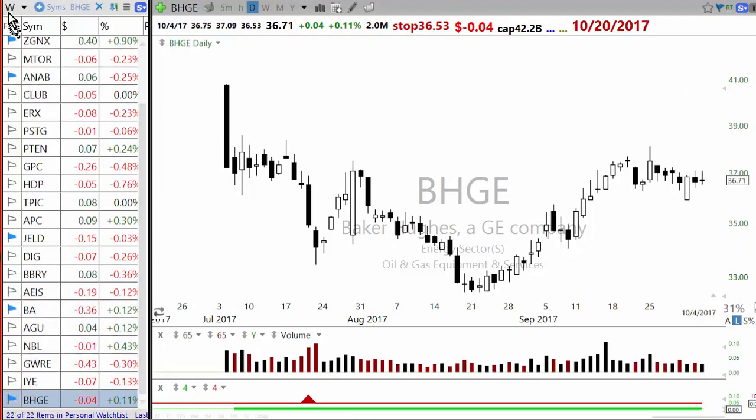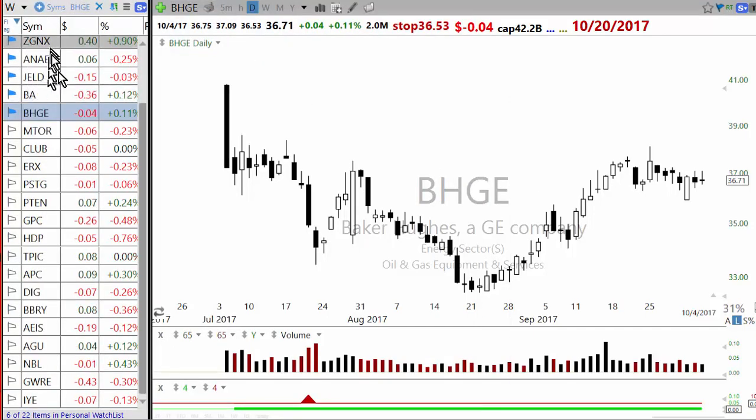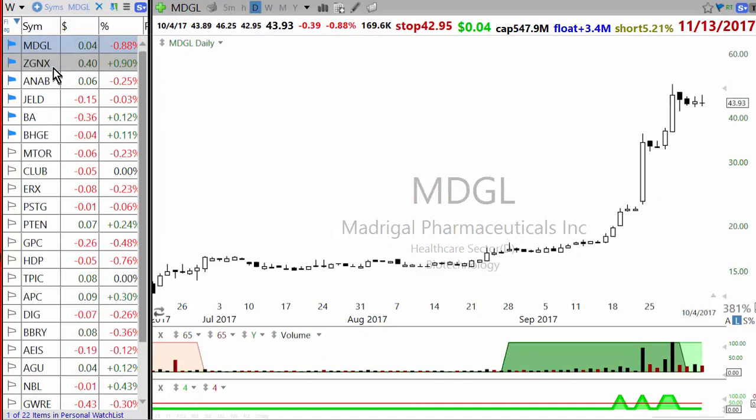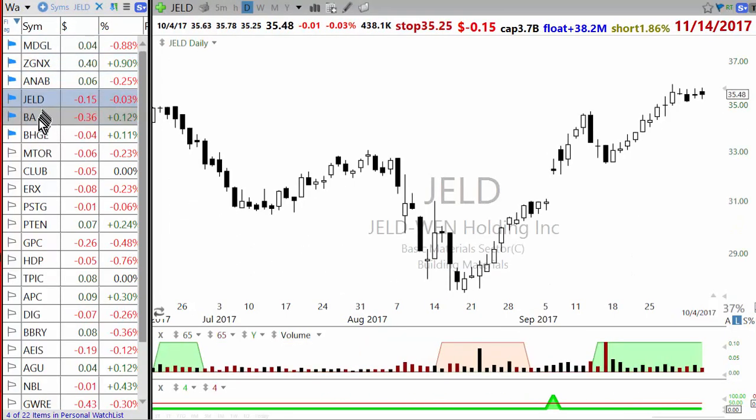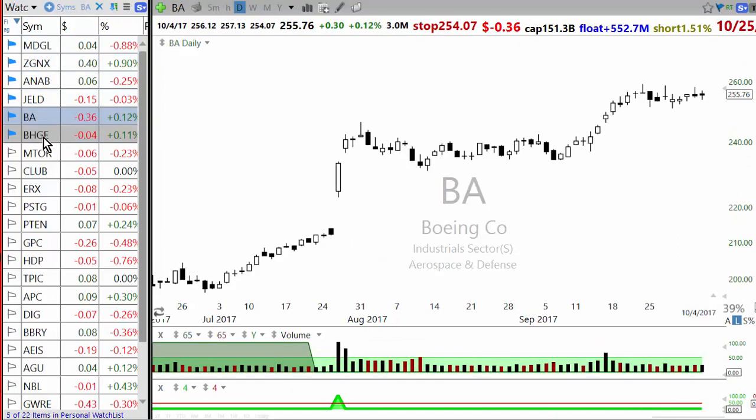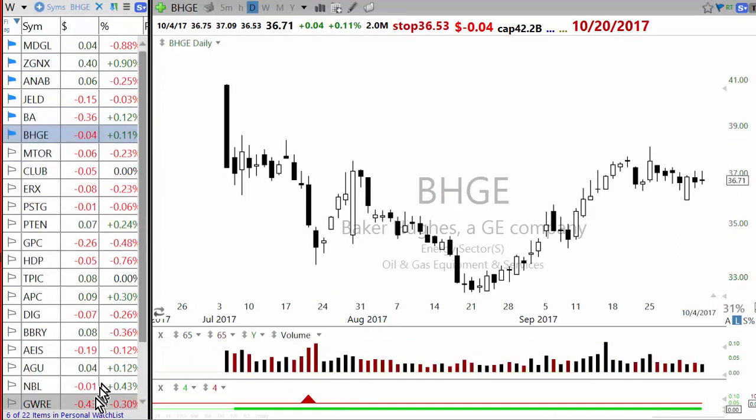Out of these 22, something around these 5 or 6 are my top stocks: MDGL, ZZ, NX, ANAB, GEL, BA, and BHG. The remaining will also remain, so if something breaks out from the remaining list, you can still have a look at it.